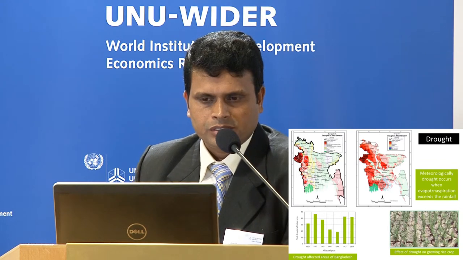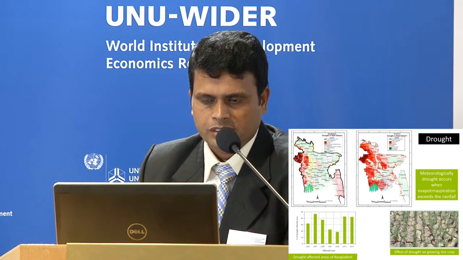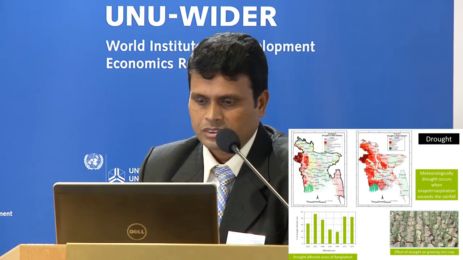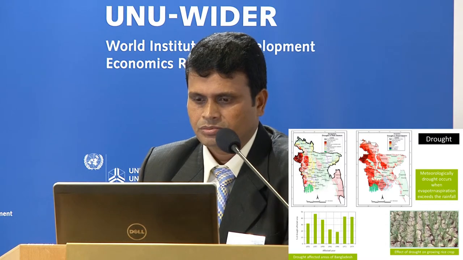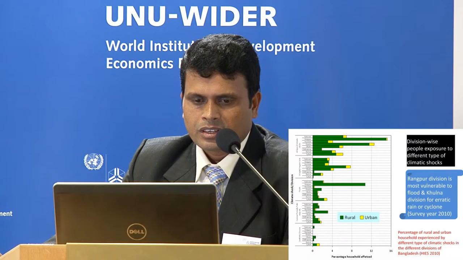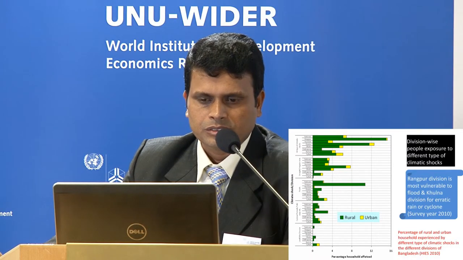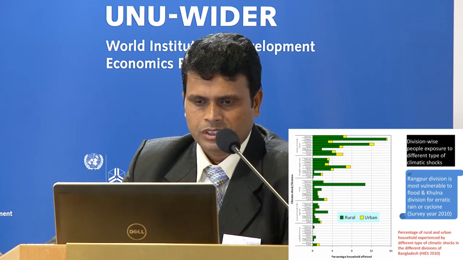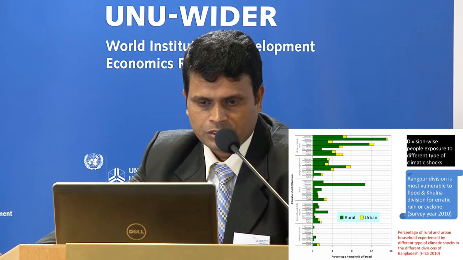The left figure is the winter season and the right is the summer season scenario. This is the household income and expenditure survey result. For example, in Rangpur division, about 11% of households are affected due to flood. And in Khulna division, about 7% of households are affected due to drought or irregular rains.